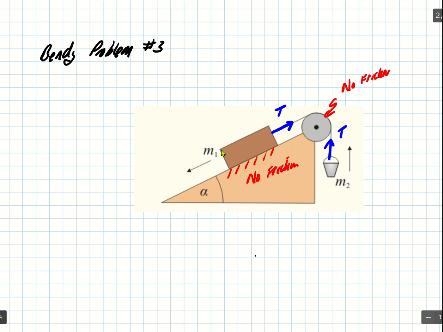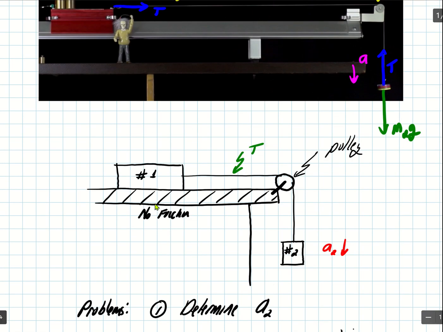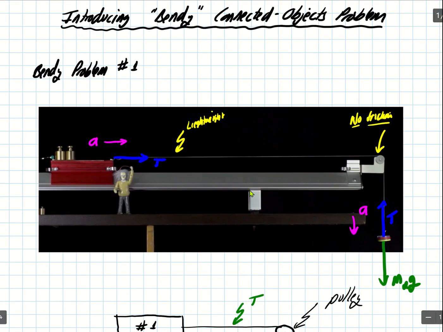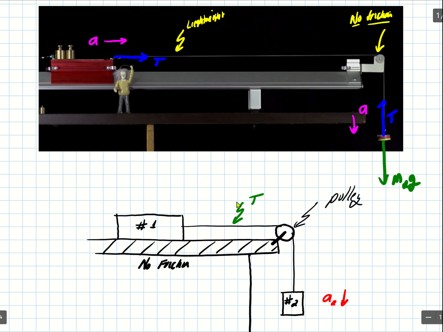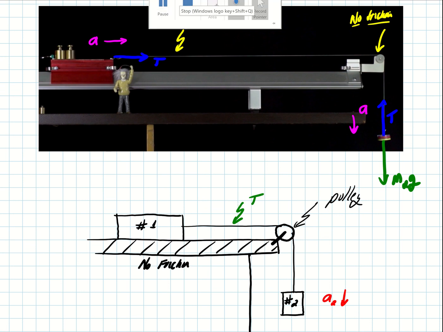Again, the questions I'm going to ask would be, what is the acceleration of block 1 as it goes down the ramp? What is the tension in the string? These are the 3 bendy connected object problems we're going to be analyzing in section 5.8. In the next videos, we'll go over the solution process for these 3 problems.